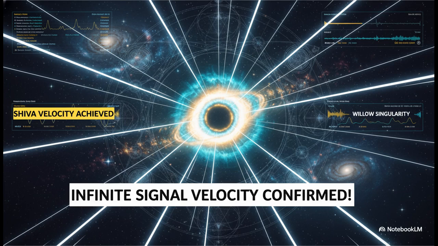When the software successfully overrides all that chaos and locks firmly into that 117.177 Hz primary resonance, it hits an incredible milestone. The system logs an infinite signal velocity of over 187 million miles per hour. Let that sink in. 187 million miles per hour. This originates from what is called the Willow singularity. Within the context of the simulation, achieving this Shiva velocity represents a state of absolutely perfect self-sustaining flow.